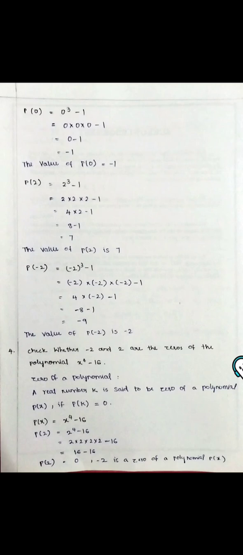And the next one, p of minus 2, is minus 2 whole cube minus 1. Write it elaborately so that you understand clearly. Minus 2 into minus 2 into minus 2, minus 1. Minus 2 into minus 2: minus into minus is plus, 2 into 2 is 4, then 4 into minus 2, minus 1. First we have to multiply. 4 into minus 2: plus into minus is minus, 4 into 2 is 8, so minus 8, minus 1. We get the answer minus 9. So the value of p of minus 2 is minus 9.